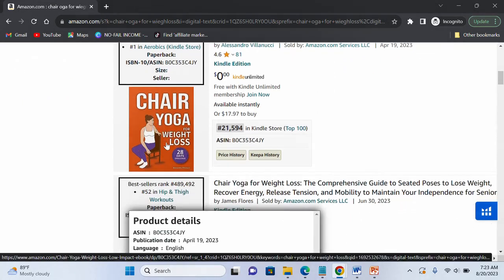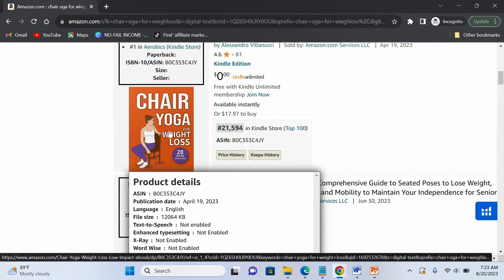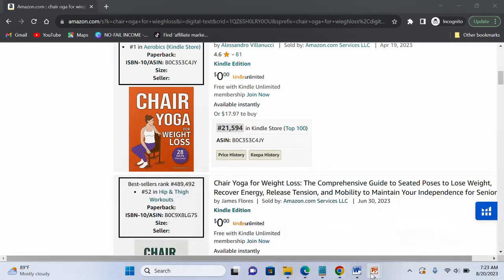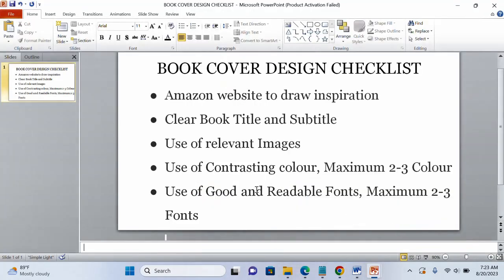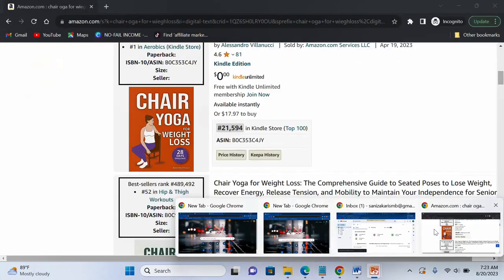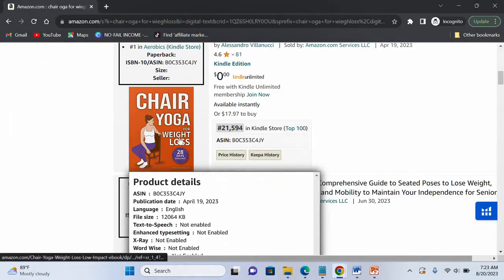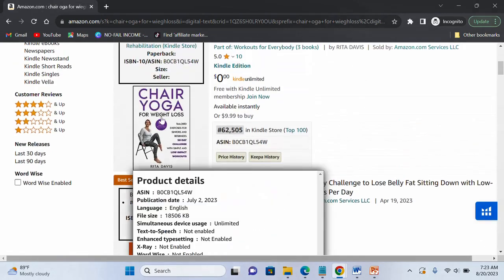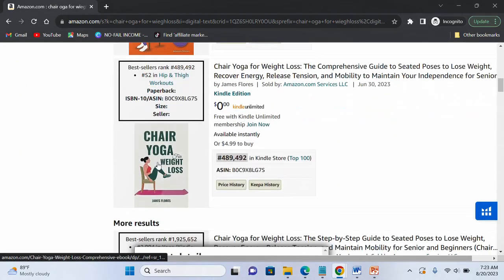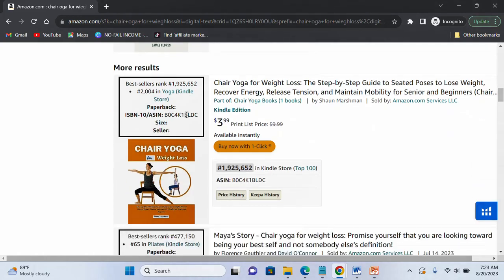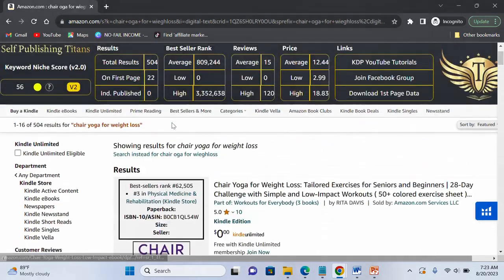Okay, so now let's check whether we are done with this checklist. I think we are done with this checklist. Look at the fonts also. We have talked about it. Look at the fonts they have used: not more than 2 fonts for these particular books. So that is that for the book cover checklist.